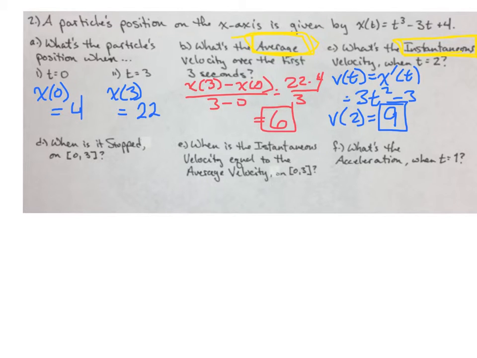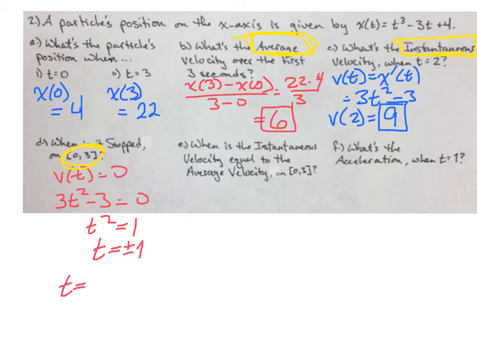Now, when is it stopped? Well, it's going to be stopped when the velocity is equal to 0. So just take that velocity function, 3t squared minus 3, set it equal to 0. That'll give us t squared equals 1, so t is equal to plus or minus 1. Now we want to know when is it stopped on the interval from 0 to 3. Well, negative 1 isn't on that interval, so our answer is just going to be when t is equal to positive 1.